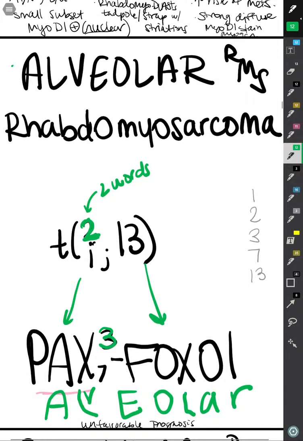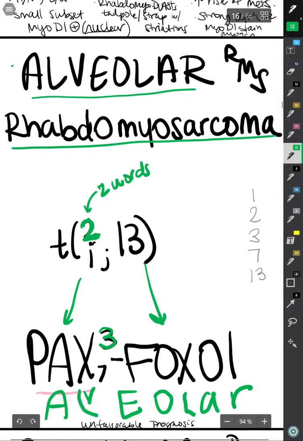Now, the way I remember the 13 is, so this is if I, two words, sorry, gonna take a step back. Two words is your alveolar rhabdomyosarcoma. But if you commonly refer to it as alveolar rhabdo, instead of saying rhabdomyosarcoma every time. So the way that I like to write it in order to remember this: alveolar, and then I kind of use this R right here, and then it's rhabdo.